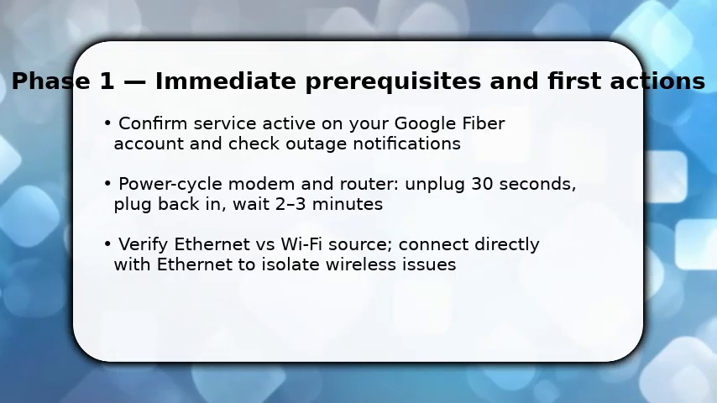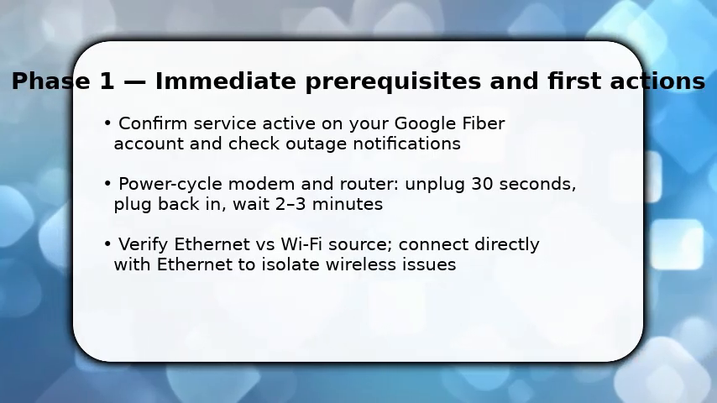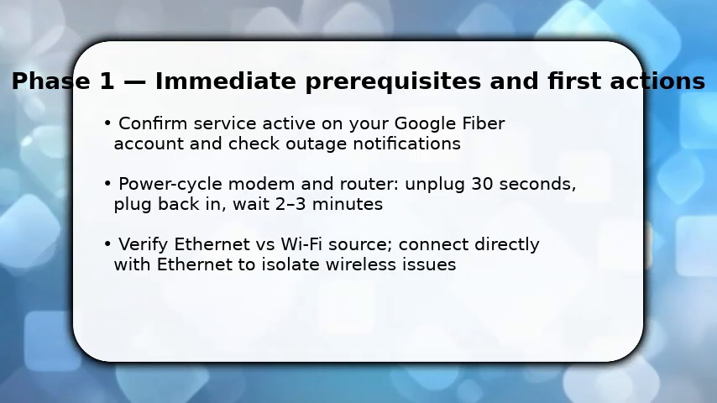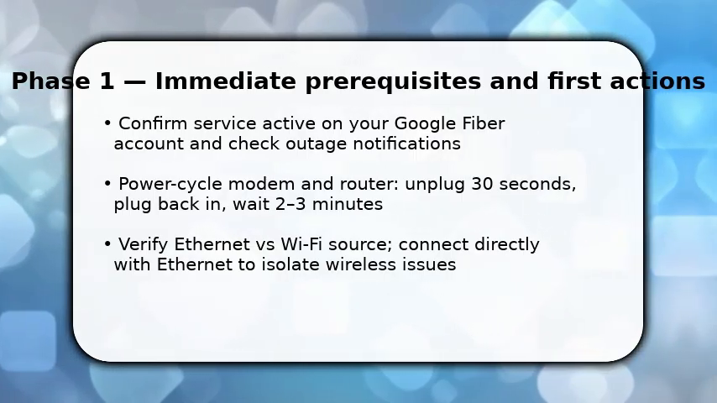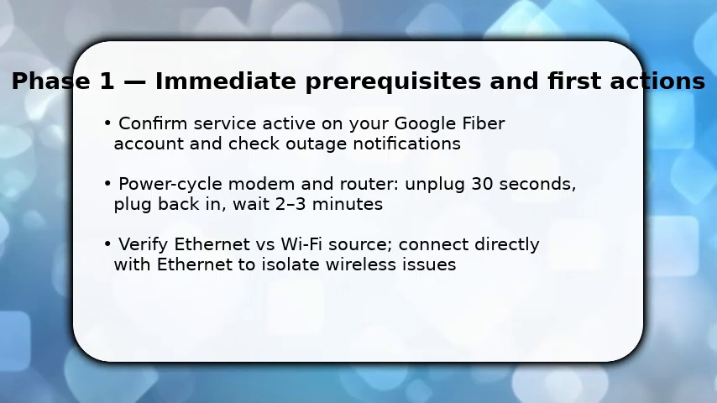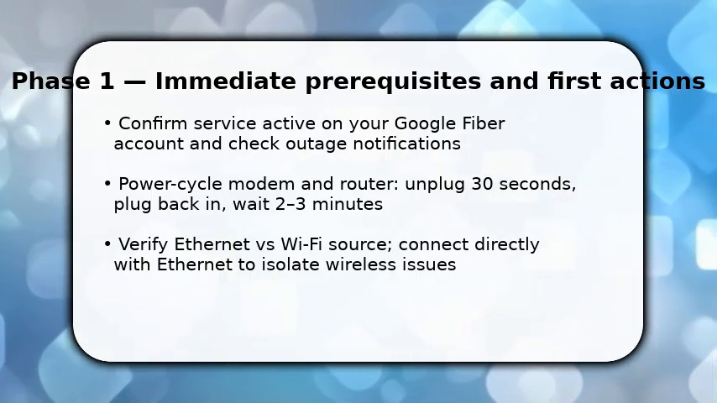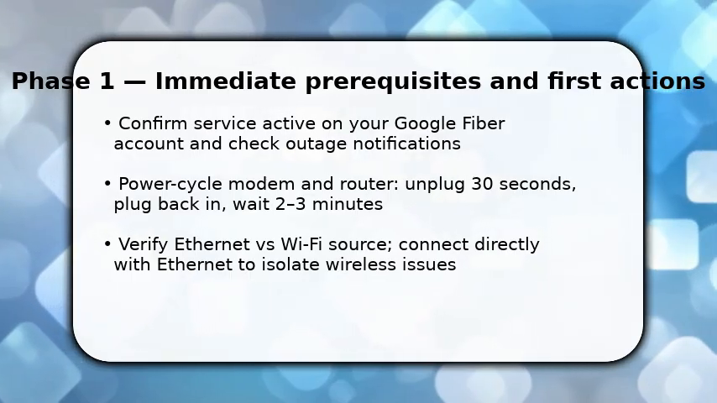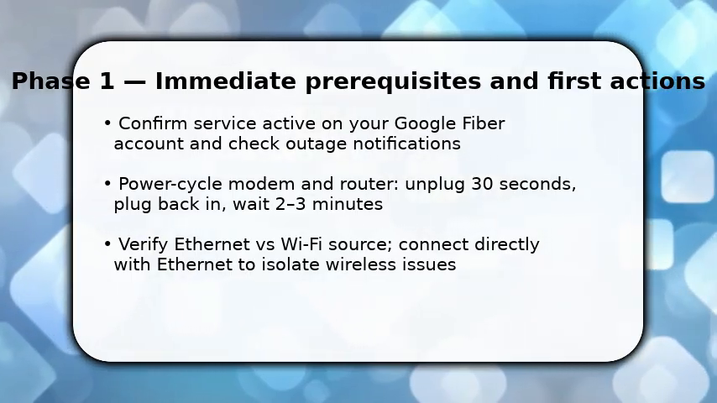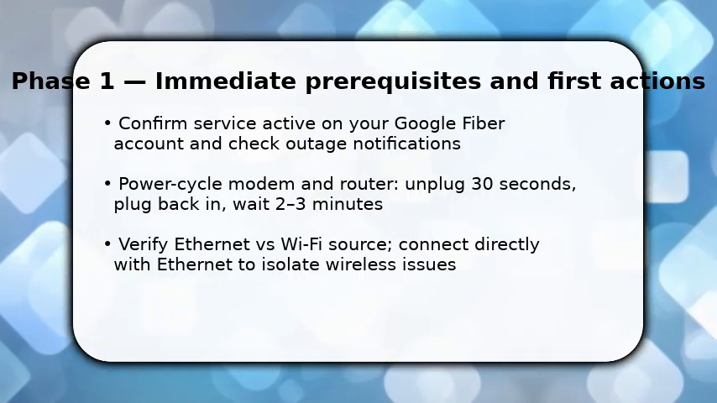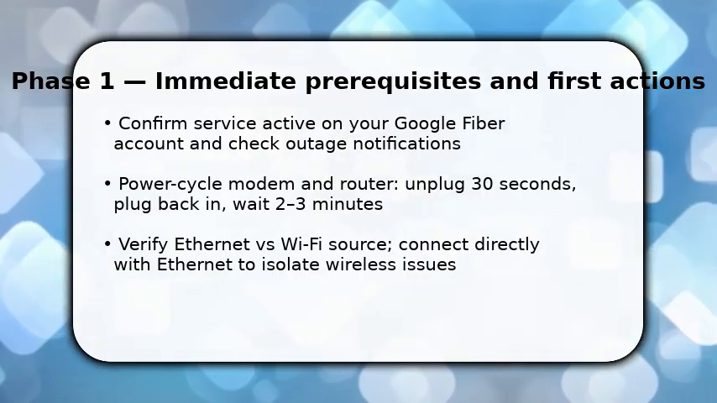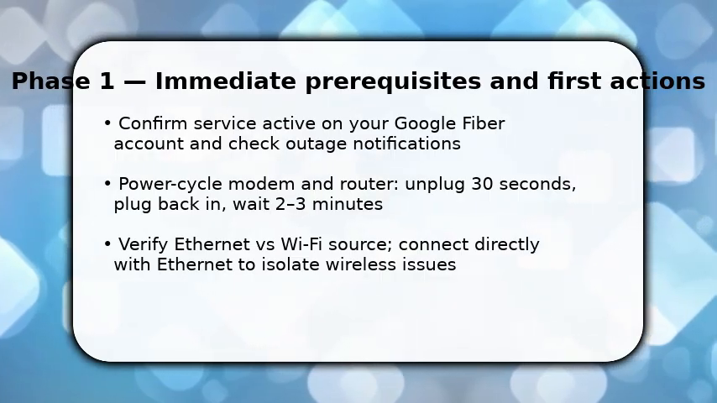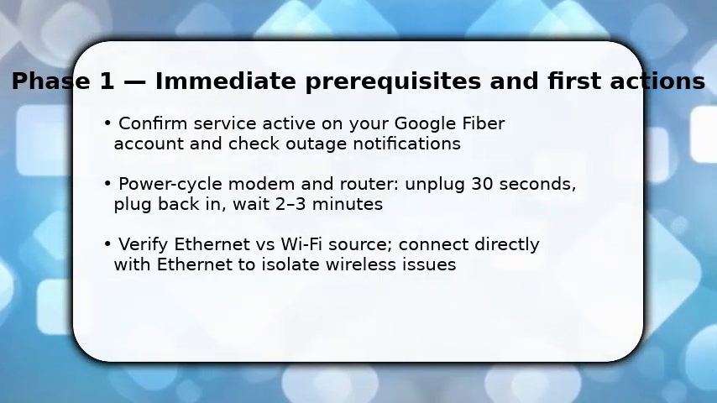You start by confirming service status and eliminating the simplest faults. Check your Google Fiber account for outages so you don't chase local issues. Then, perform a power cycle. Unplug the modem and router for about 30 seconds, plug them back in, and wait 2 to 3 minutes for them to fully boot. Once done, connect a laptop directly via Ethernet so you can tell whether the problem is wireless or the network itself. This narrows the troubleshooting path immediately.